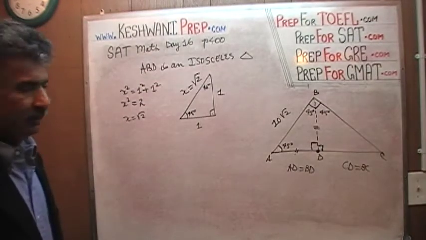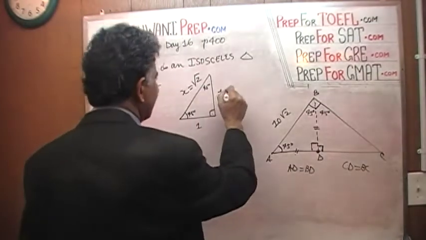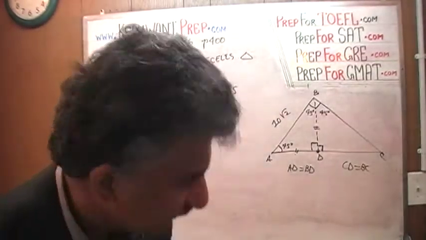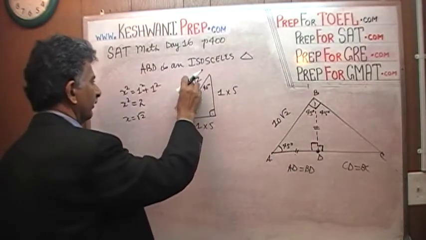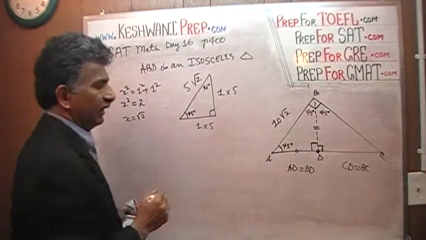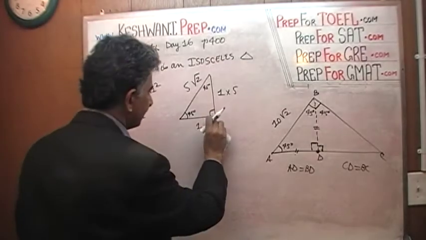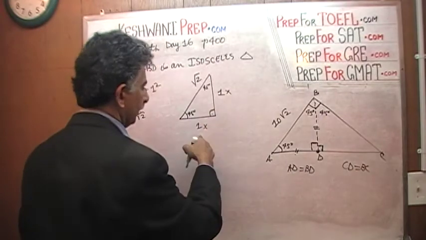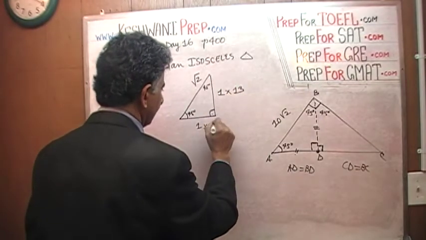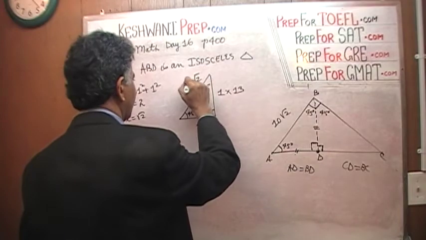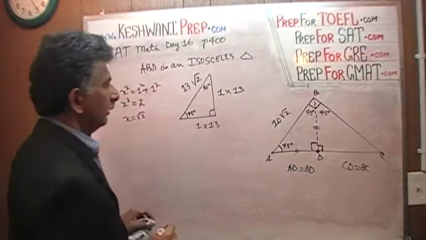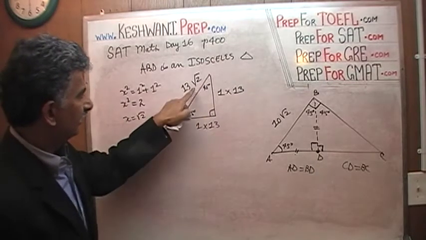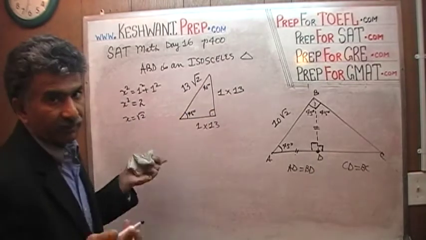Now watch what happens. If instead of 1, you were to multiply these two sides by 5, all it does is that the hypotenuse is simply 5 times as large. If instead of 1 and 1, you had 13 and 13, then this would be 13 times root 2. Whatever these numbers are, it's going to be that number times root 2. The hypotenuse is root 2 times these sides, whatever they are.